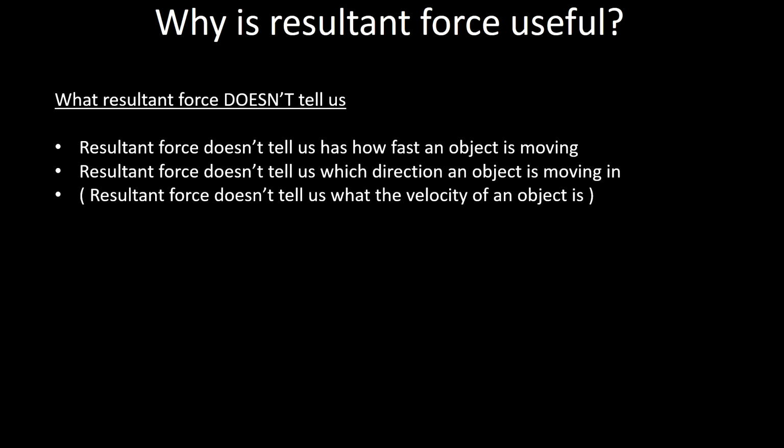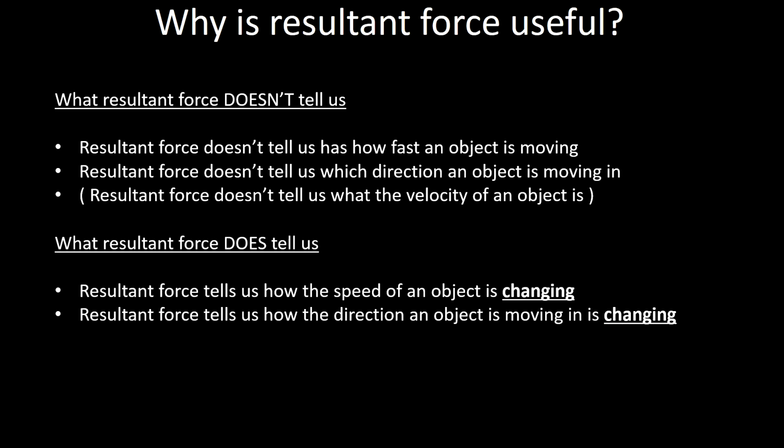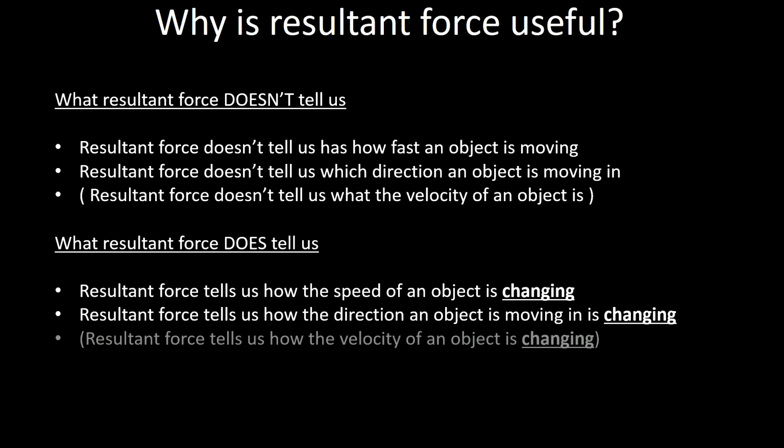Resultant force is all about telling us how the motion of an object would change. Okay, so it does tell us how the speed of an object is changing. It tells us how the direction an object is moving is changing. So in other words, it tells us how the velocity of an object is changing. And it's this word change that you've really got to try and remember. If an object is not changing speed or direction, then there is 0 resultant force on it. There could still be individual forces, but they will all cancel out to give us 0.